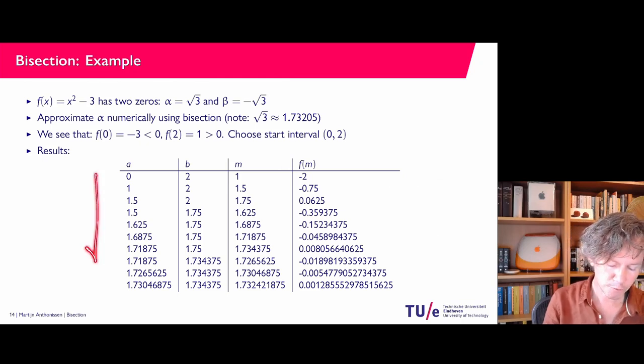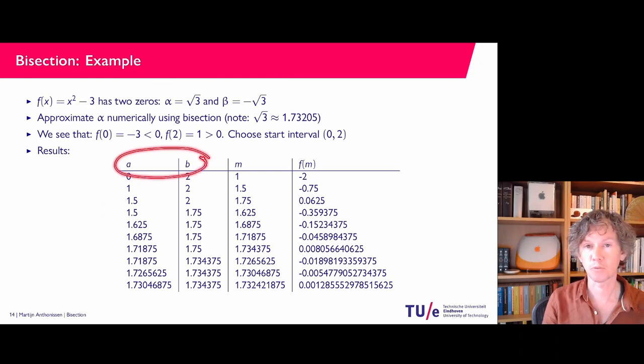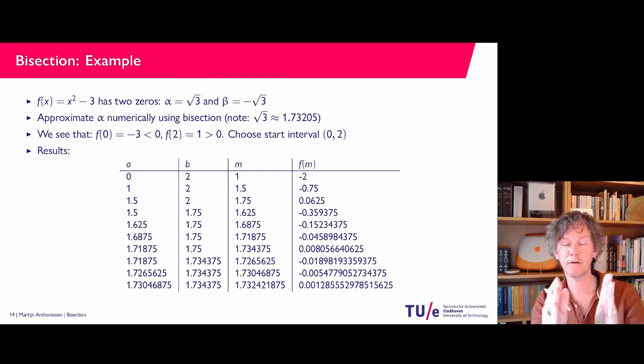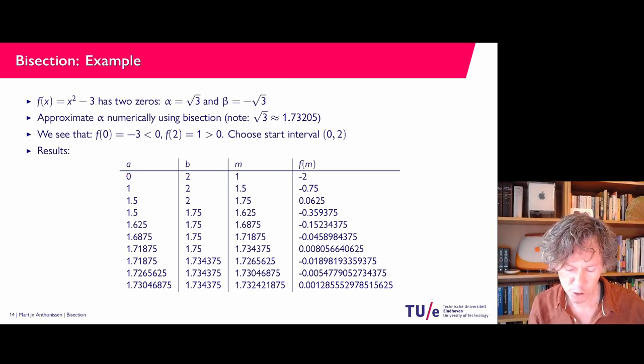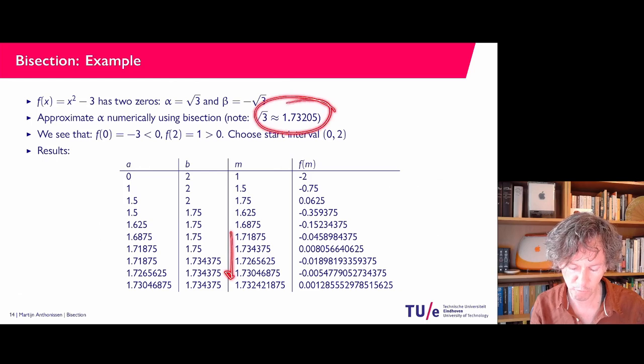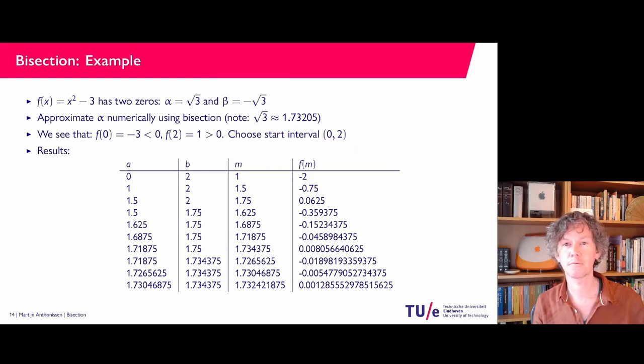So you see, if you go down here, that the distance between A and B gets smaller and smaller, because the length of the interval is being halved all the time. And you also see that the m, the midpoint, is slowly converging towards the limit of 1.73. And you also see that the function value slowly goes to zero if you go down in this table. You need quite a few steps here to get a good accuracy. So I will sketch a better, smarter, faster method later on.